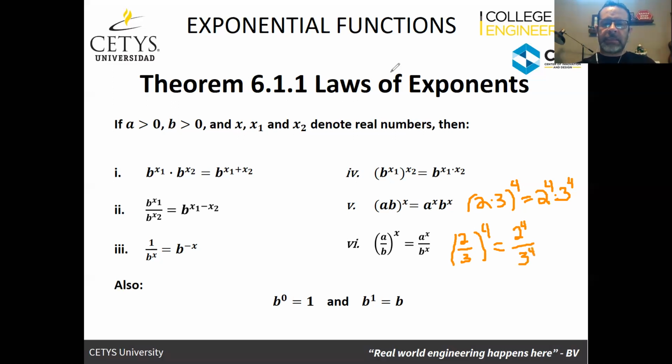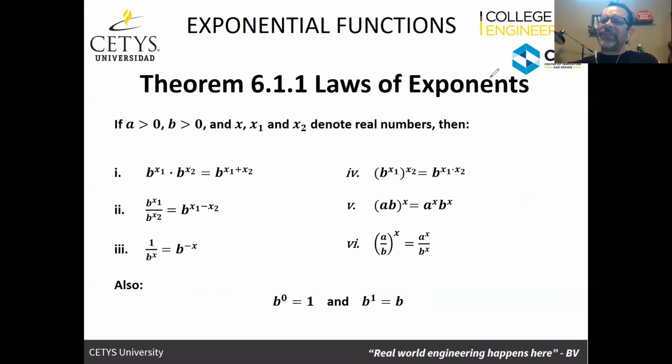And lastly, the other 2 properties that are important are that anything elevated to the 0 is equal to 1. So if I elevate to the power of 0, it's always going to turn into 1. And also, anything elevated to the power of 1 is itself. So b to the 0 is 1, b to the 1 is b. Okay, that sums up the laws of the exponents, which shouldn't necessarily be new to you, and it's something that we commonly use when we have operations with exponents.